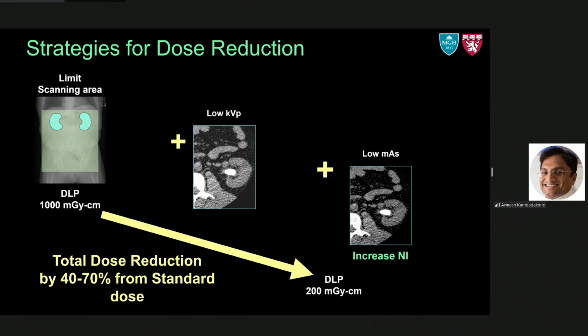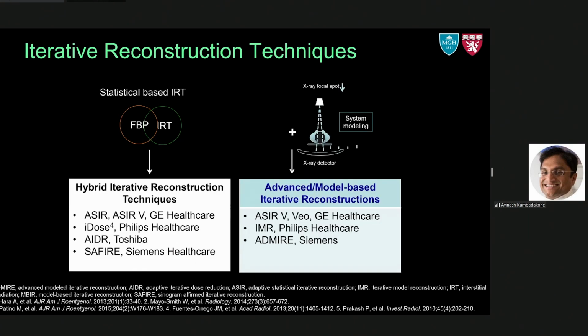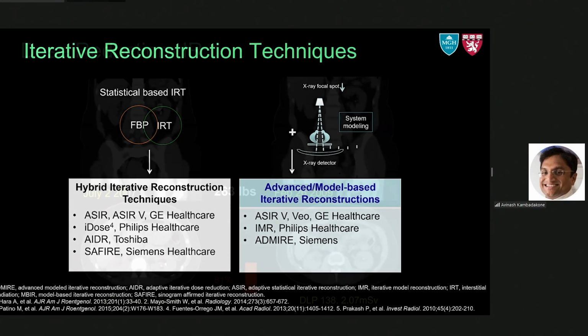While these strategies can help reduce radiation dose, they can increase image noise, therefore diminishing image quality. Now, there are several different iterative reconstruction algorithms which have been introduced in the past decade, which help mitigate some of the image quality penalties. Now, these algorithms help diminish image noise, thereby improving image quality while reducing radiation dose.